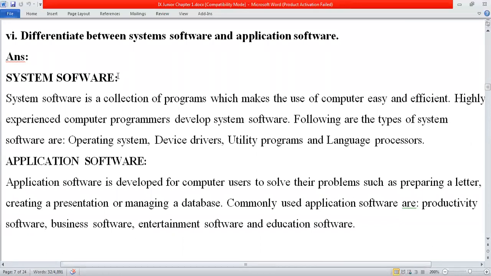Differentiate between the system software and the application software. This is the most important question about system software. We define the system software: what is system software? Then we explain this topic. Already we have discussed the application software in the long questions also.